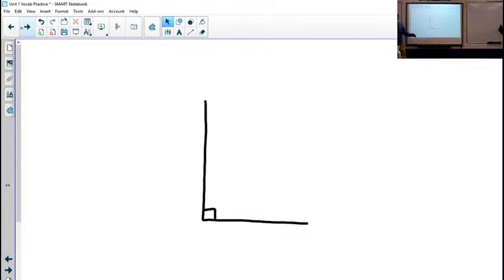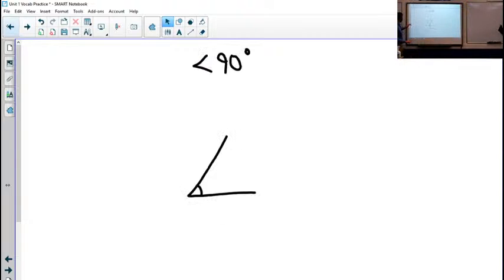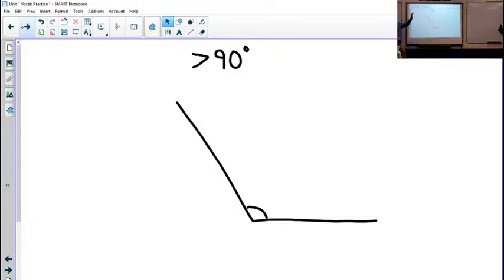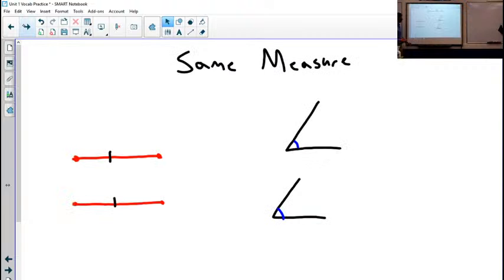So our different types of angles that we have are acute, right angle, and then obtuse, big angle, greater than 90 degrees. So those are our 3 different types of angles we can look at there.